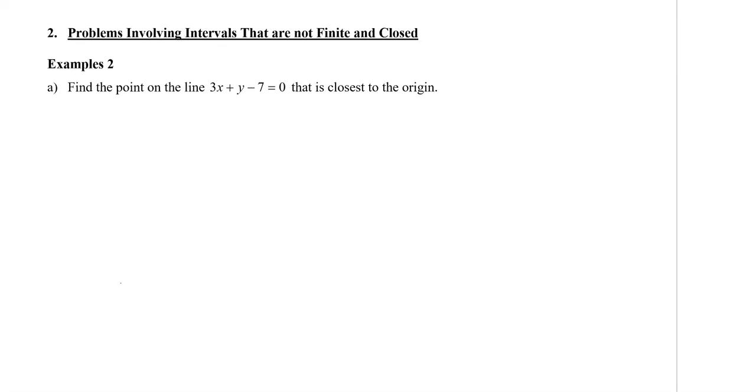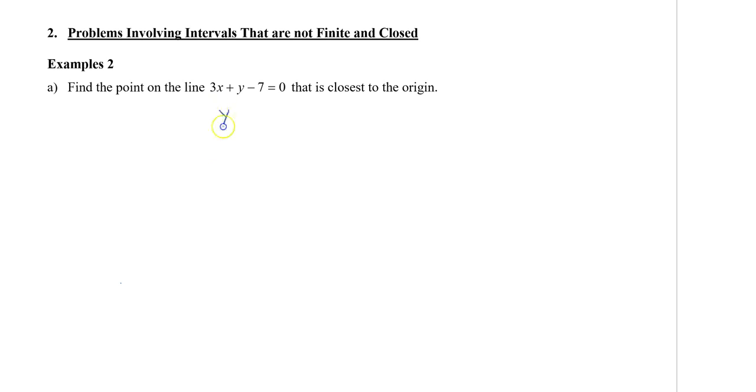In this video, I'm going to show you some more optimization problems. So we're going to take a look at minimizing a distance, and we're also going to take a look at maximizing a profit. So this first one here is, I want you to find a point which is on this line, 3x plus y minus 7 equals 0, so that that point is closest to the origin.